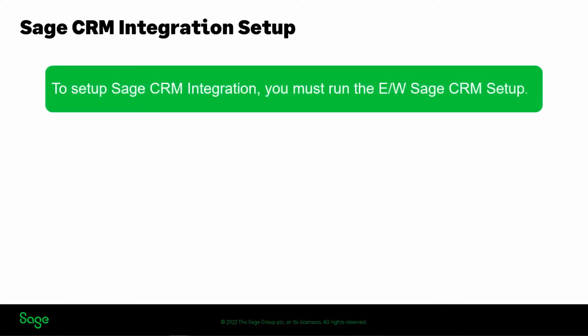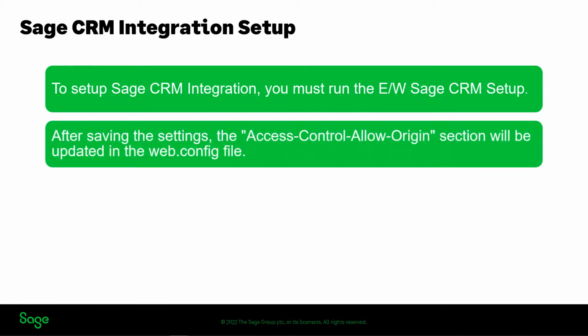To set up Sage CRM integration and update the web.config file, you must run the EW Sage CRM setup to configure where the Sage CRM server is located. Once you have saved the settings, the Access Control Allow Origin section will be updated in the web.config file.